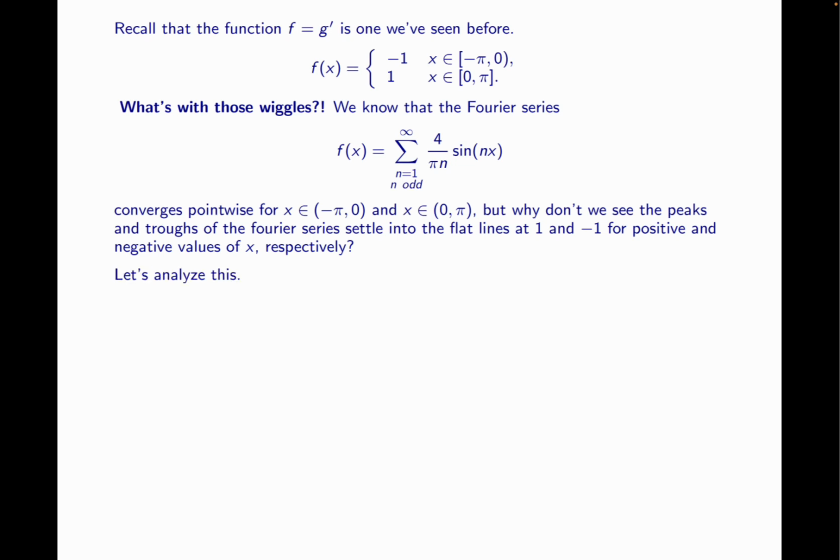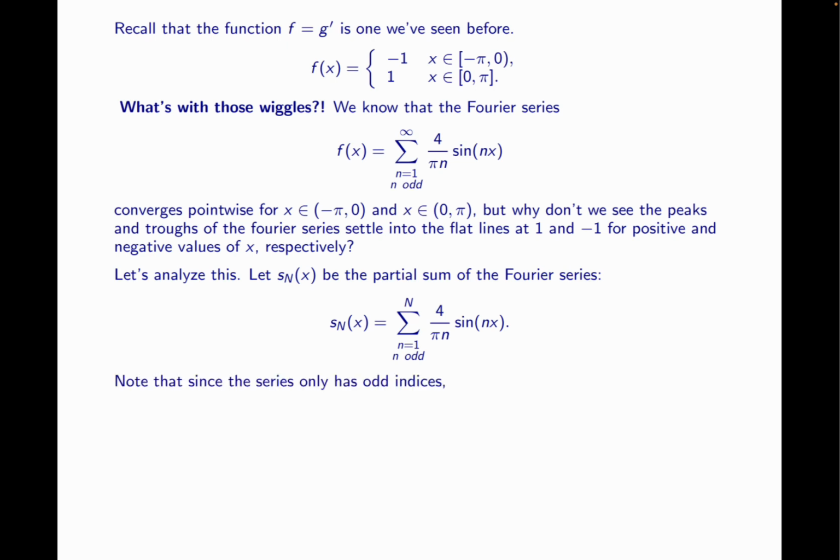Let's analyze this. This is an analysis class after all. So let's let Sn be the partial sum of the Fourier series. So I have a partial sum, so I have a finite sum of sine functions. Now, since the series only has odd indices, observe that if n is even, then Sn of x is just the previous partial sum. So we're going to concern ourselves just with odd n, because for even n, it's the same.